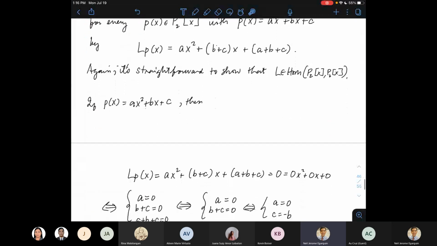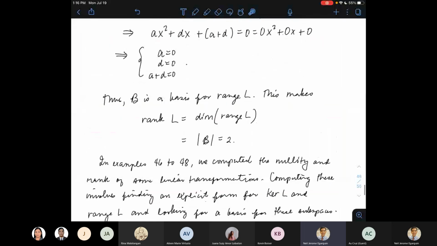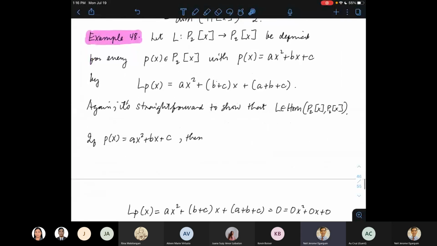Okay, let's see another example. Probably this would be the last one for today. So for the last example, this is example 48. Though, yeah, nag-freeze yung screen, but now it's up. So I define L to be a map from P2 bracket X to P2 bracket X. So again, P2 bracket X, the set of all polynomials of degree at most 2.